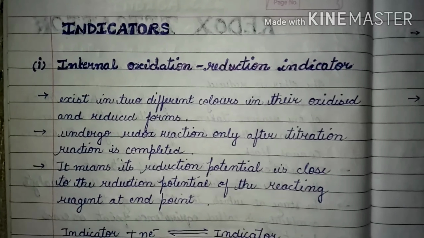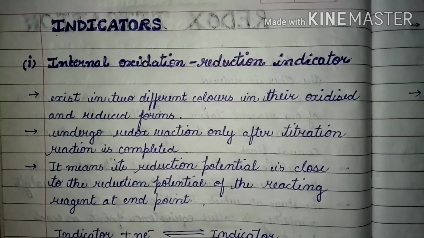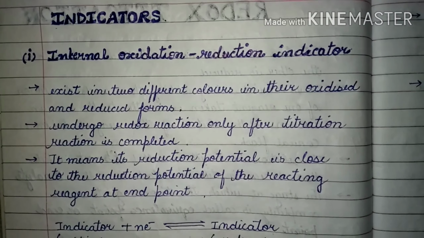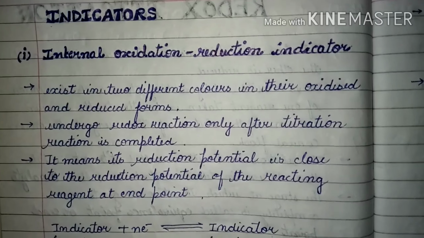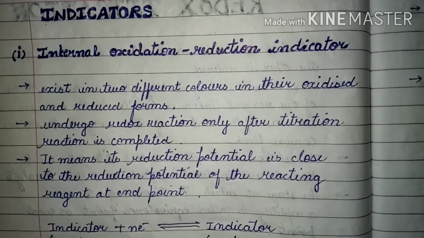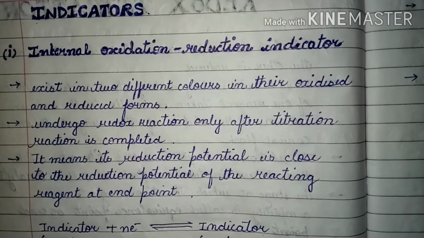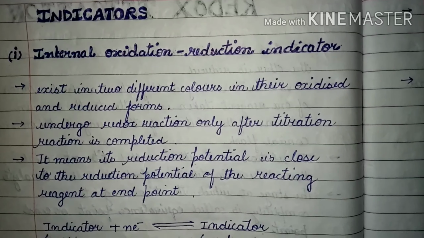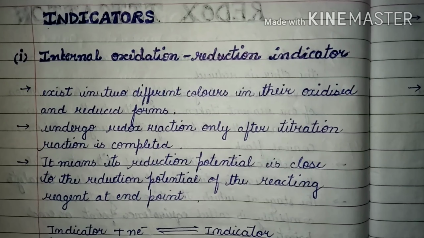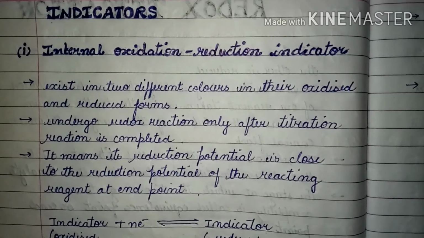It means that it should have a reduction potential close to the reduction potential of the analyte. So when that potential is achieved by the analyte during the redox reaction, at the same time the indicator will also get reduced to its reduced form in order to give a different color, and it will indicate the endpoint of that reaction. Okay, so this is how these indicators work.